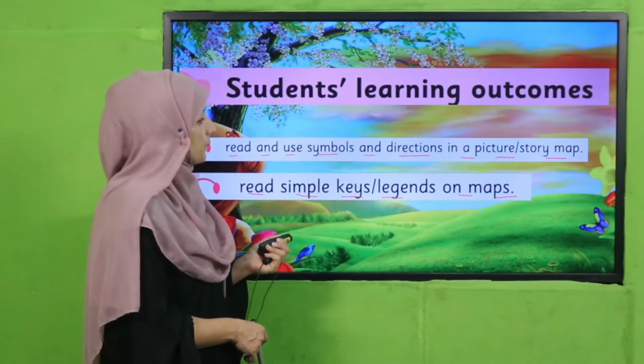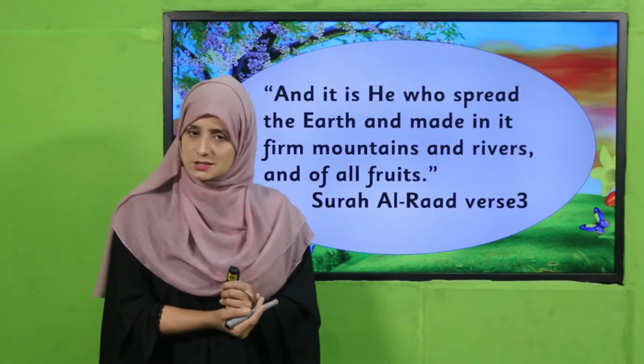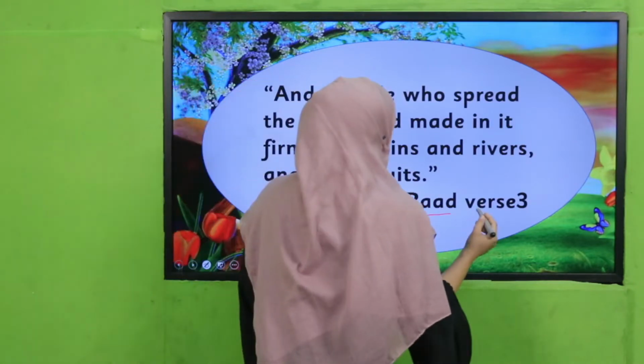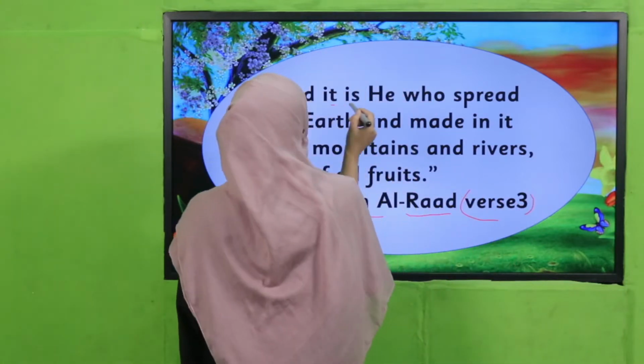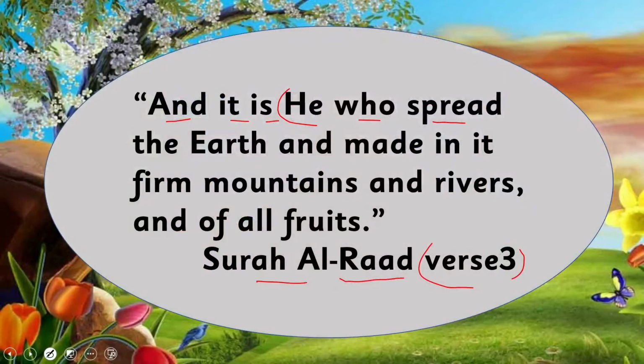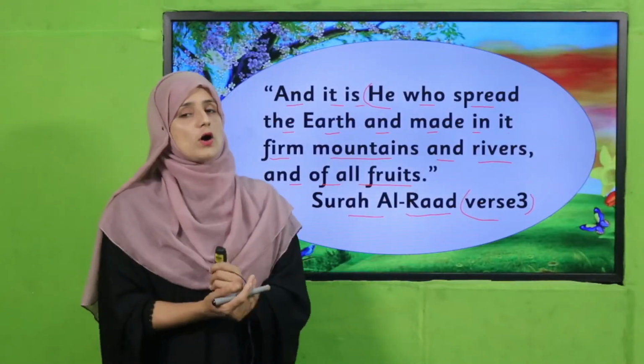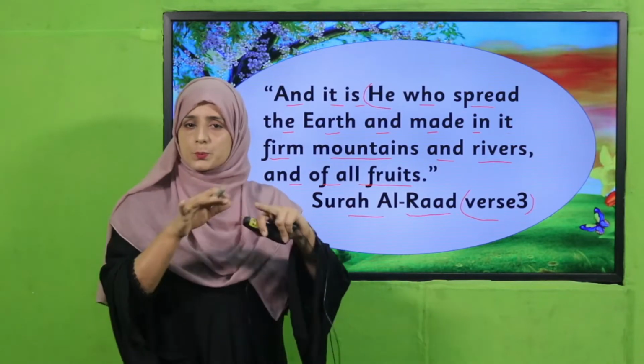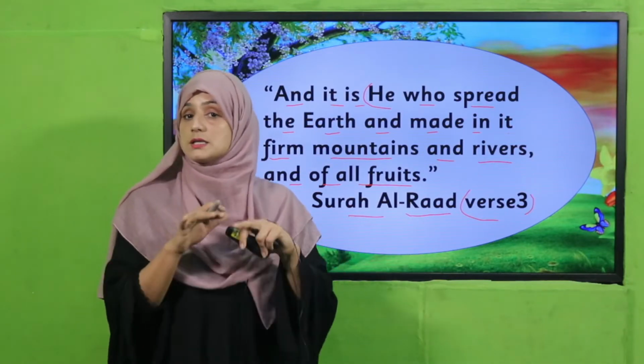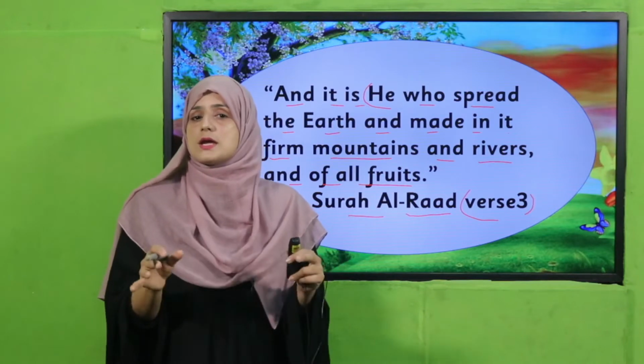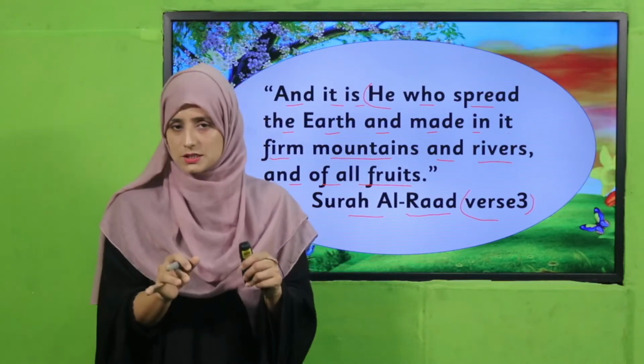Okay, my dear students? So Allah subhanahu wa ta'ala mentions in Al-Quran, Surah Ar-Ra'd, verse number 3: He who spread the earth and made in it firm mountains and rivers, and of all fruits. So yes, my dear students, this beautiful verse is telling us about the attributes of Almighty Allah, how He has spread this earth, and how He kept the firm mountains in it.